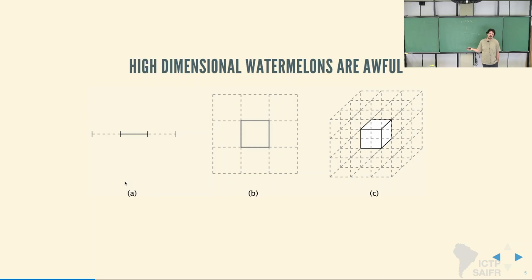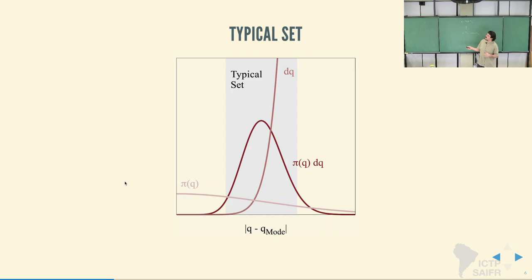There's something else here. It's not just finding high probability regions, because there's a balance between the space and the probability density. And this is a bit subtle, so I'll go slow in this plot here. I'm trying to describe something called a typical set. This is where a typical sample will come from in probability space. In this figure, pi is a probability distribution, q is a parameter, and I'm plotting distance from the mode, the highest value in the probability distribution. And this pi(q) here is the probability distribution I want to sample from.